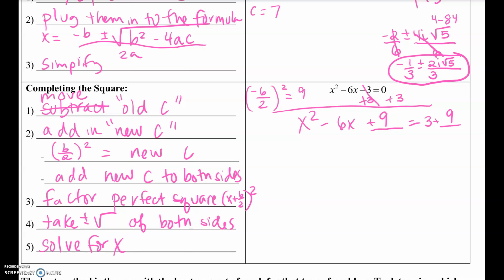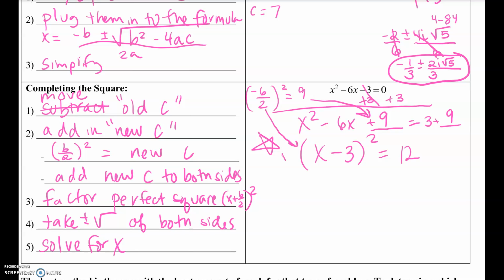So now I can factor this to x minus b divided by 2. That'd be 6 divided by 2, which is 3, squared is equal to 12. Okay, so this is like the big idea. It's that same value in there, and there was this value that I added here. Super, super fun.